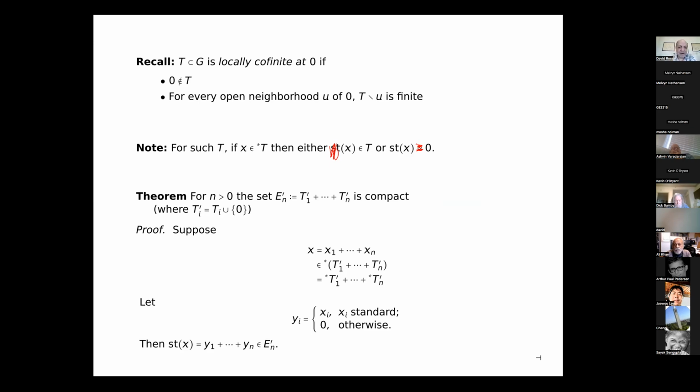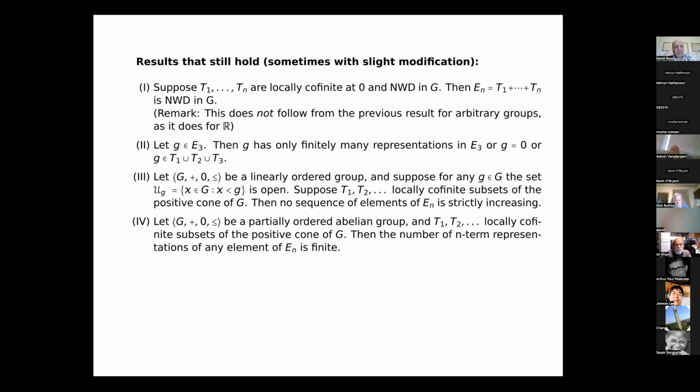And most of the results have this sort of flavor. So the question is, which of Sierpinski's results still hold for these groups? Well, the first one is that if T1 through Tn are locally cofinite at 0 and nowhere dense in G, then the sum is also nowhere dense in G.